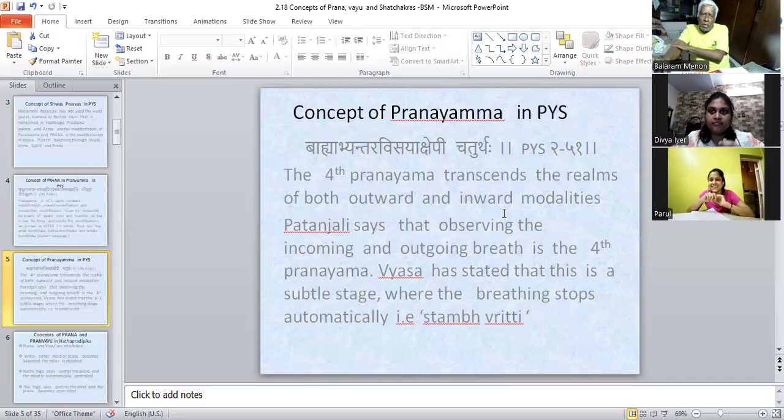Vyasa stated this is a subtle stage where the breathing stops automatically. Stambha vritti.